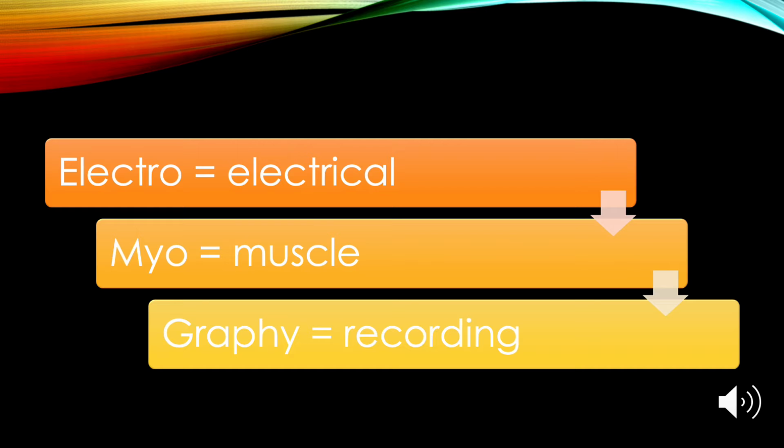Electromyography is bioelectric signals that are recorded from muscle fibers, motor units, and whole muscles. Now this will be an easier way to remember the term. Electro meaning electrical, myo meaning muscle, and graphy meaning recording. So electrical muscle recordings.